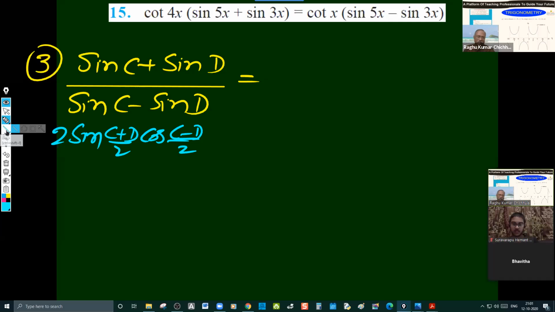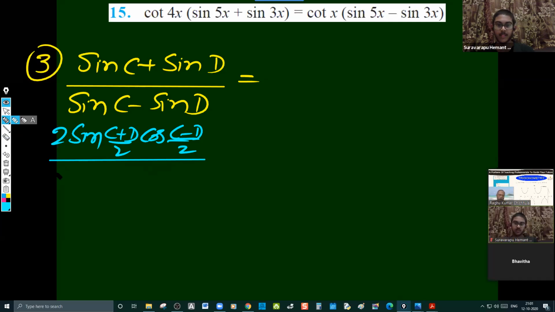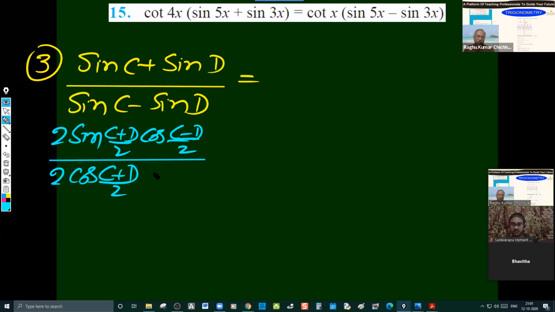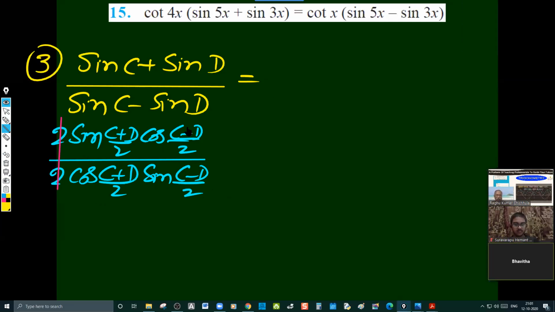Come on, tell me the denominator. Bhavita. 2 cos C plus D by 2 sine C minus D by 2. Yes, that's good. Then what should be the final result in this case now? What are the terms getting cancelled? Any terms getting cancelled? No. How can we write this now? Tan C plus D by 2 cot C minus D by 2.